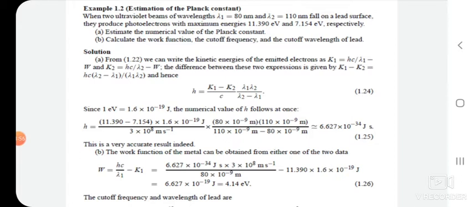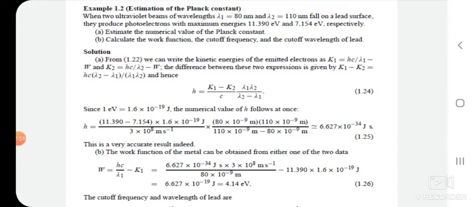First we know the kinetic energy of the emitted electron is equal to hc by lambda minus W, or work function, which in some books is written as phi. K1 is the kinetic energy for the wavelength lambda 1 and K2 is the kinetic energy for the wavelength lambda 2. K2 is equal to hc by lambda 2 minus W.